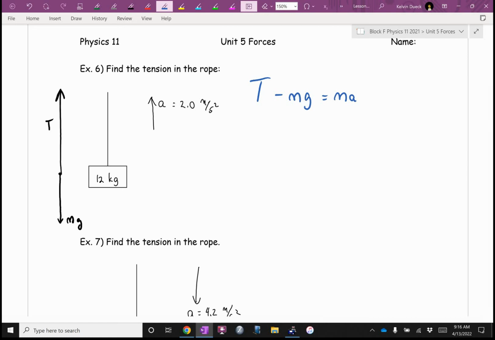Okay. By the way, I could also have given you the tension and say find the acceleration. We would use Scott's theorem. But here, they're giving me the acceleration. How would I get the T by itself? Tension is going to be ma plus mg.